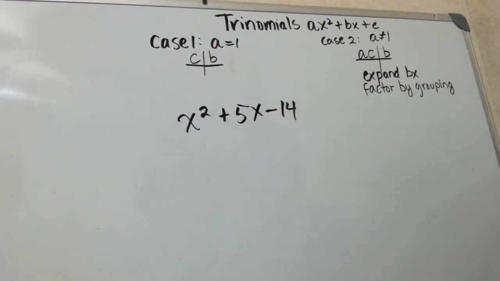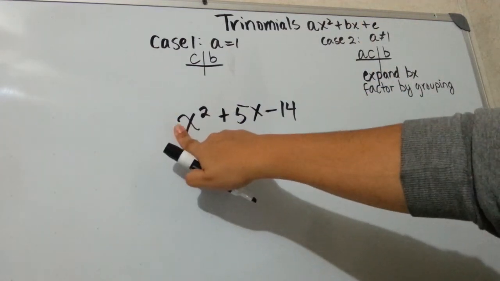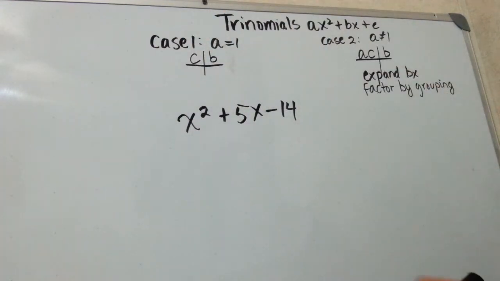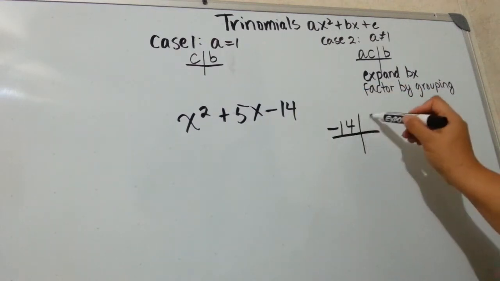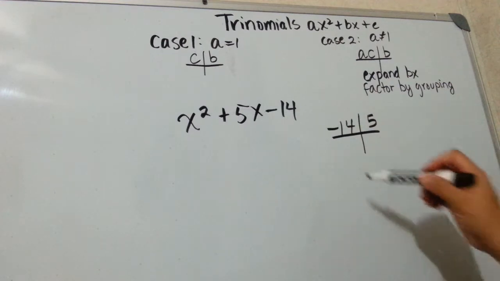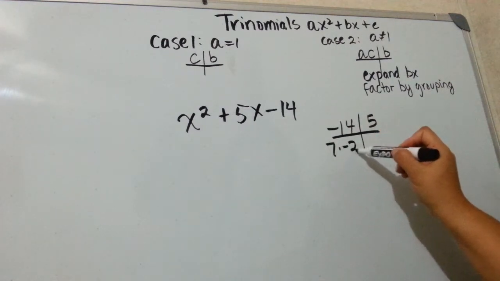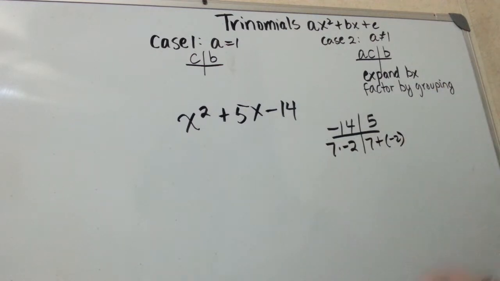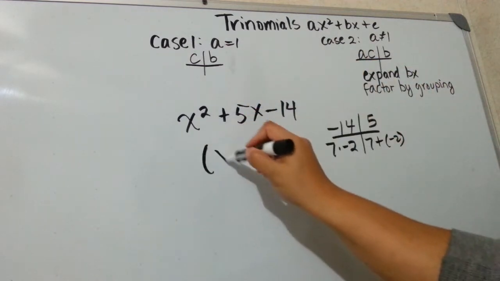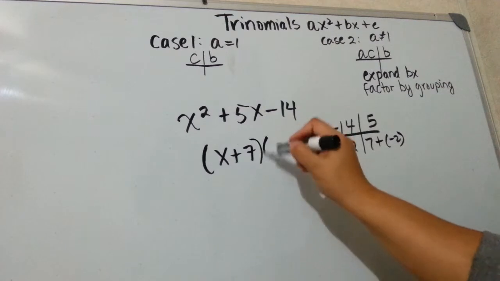Alright, this is also a trinomial of ax squared plus bx plus c. The leading coefficient is a 1, so it's a case 1. So I need two numbers that multiply to minus 14 and add up to 5. And that would be 7 times negative 2, because 7 plus a negative 2 is a 5. And because it's case 1, I'm done. So it's x plus 7, x minus 2.